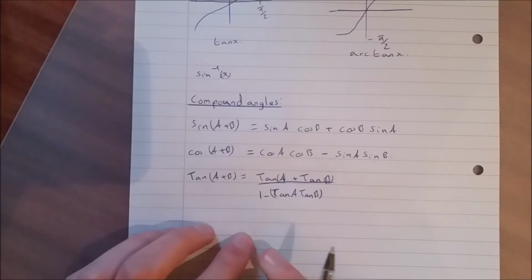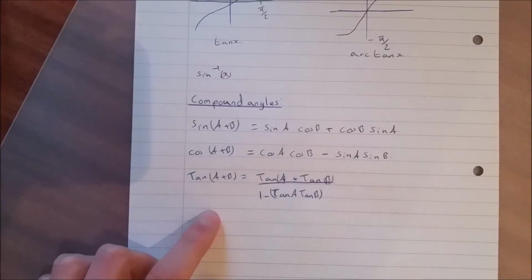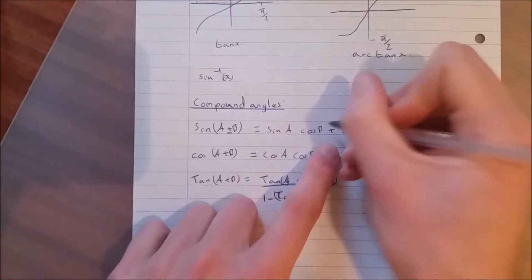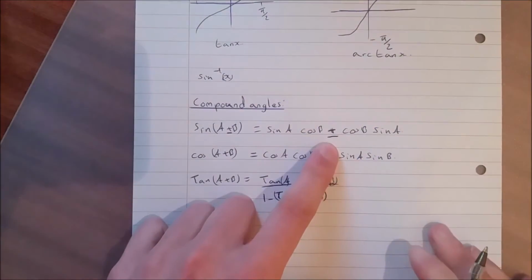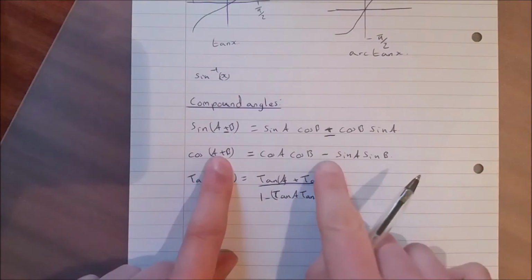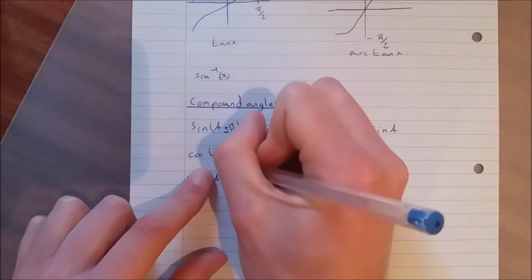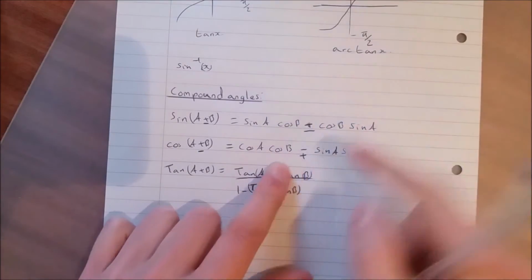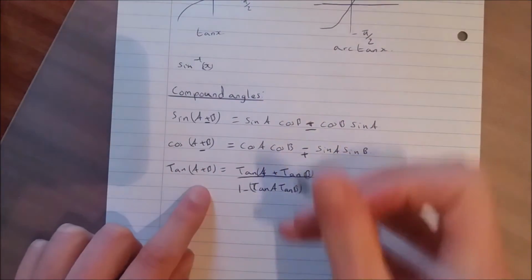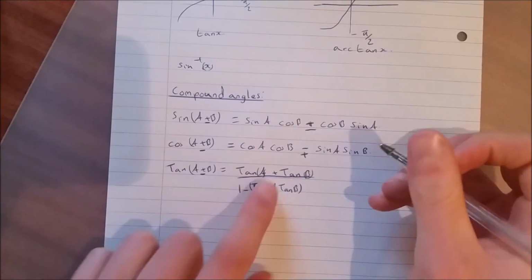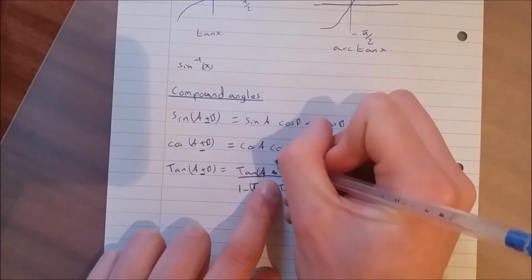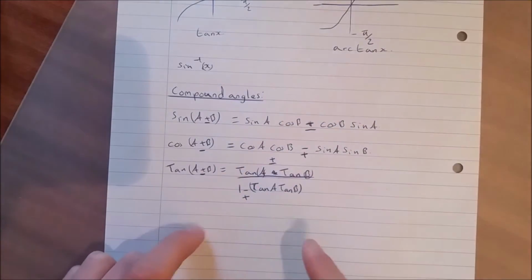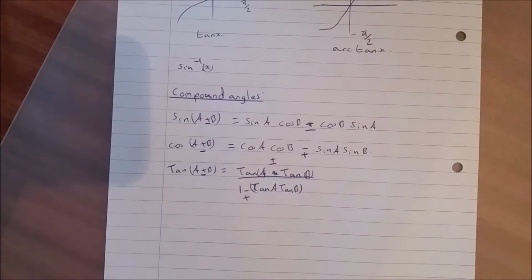And all of these pluses can be switched with minuses. I should really write plus minus there and plus minus there, and that's a plus, that's a minus, so I have plus minus here and I have minus plus here, because these two signs have to be the opposite. Then I can have plus minus there and minus plus here. And these are the three compound angle formulas.